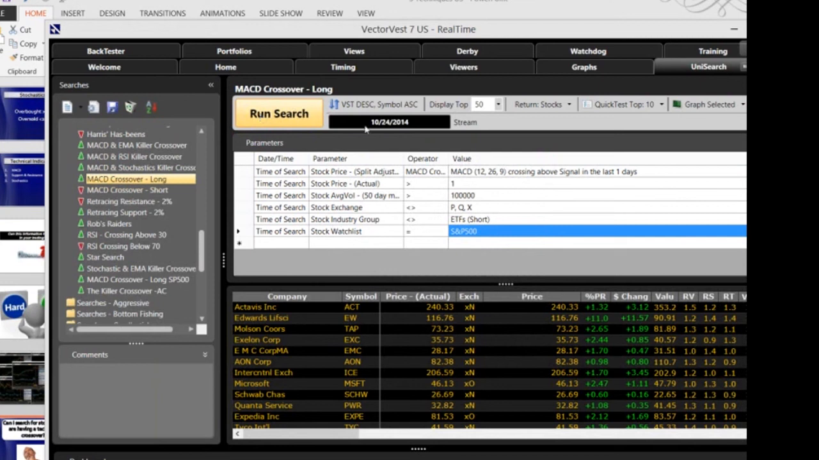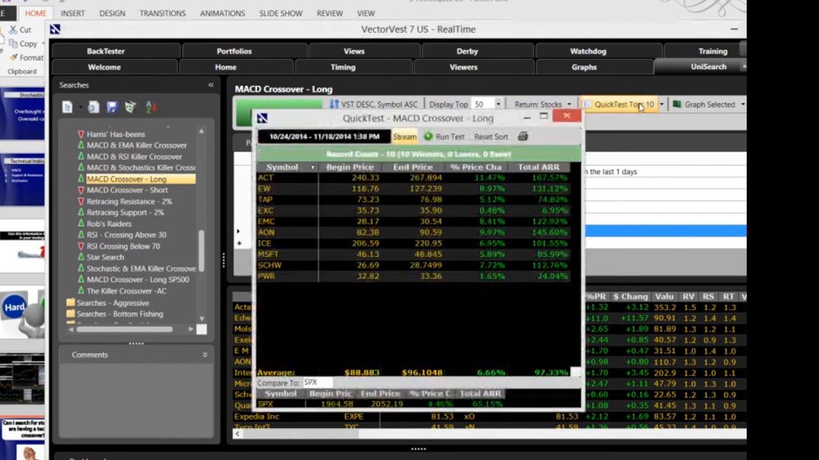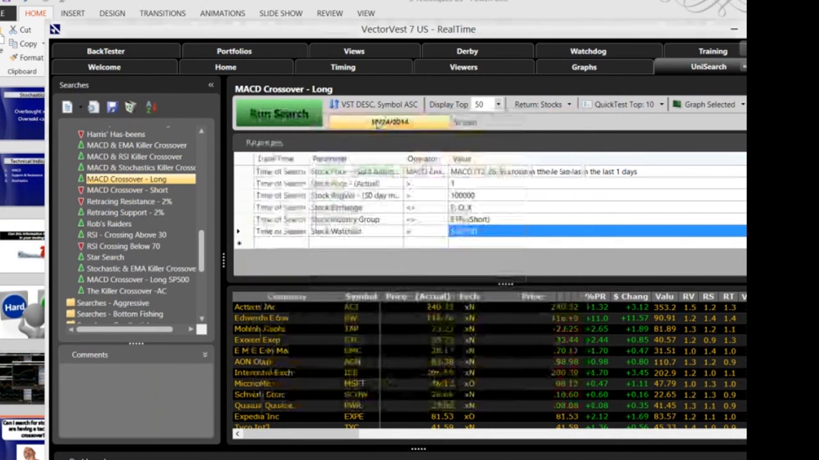So if I run the search back on October 24th of '14, it just so happens Actavis was still exhibiting that crossover, and we can then quick test the results, the top 10, and see how they performed. So this is the price that we found them at, and this is the price where they're at as of November 18th. So you can see on average they've gone up about 6.5%. Annualized, that pace is at 97% a year, and they did outperform the market, as well as you had 100% winners, which is always a good thing, of course.